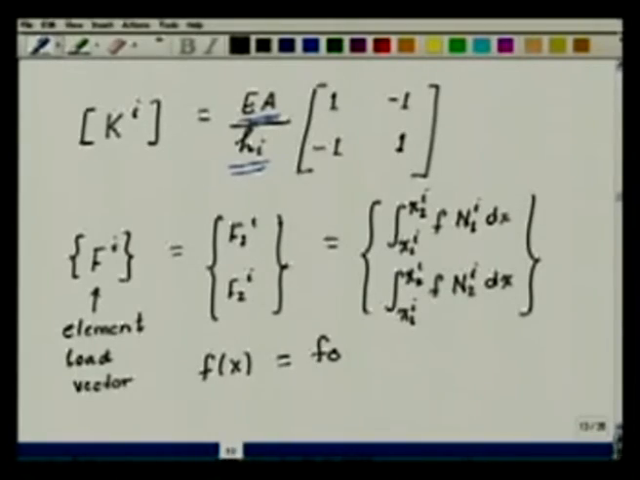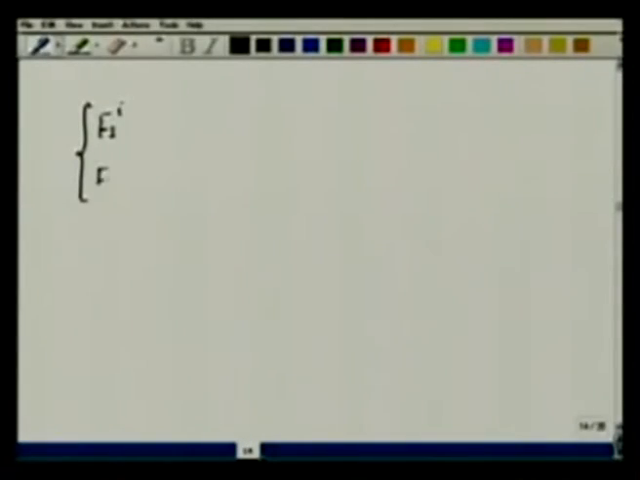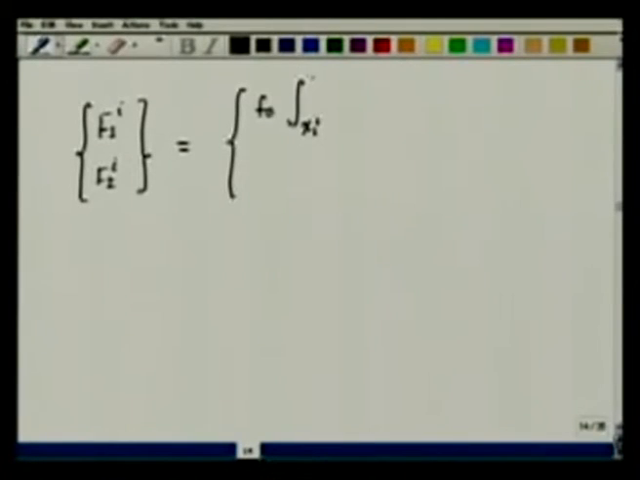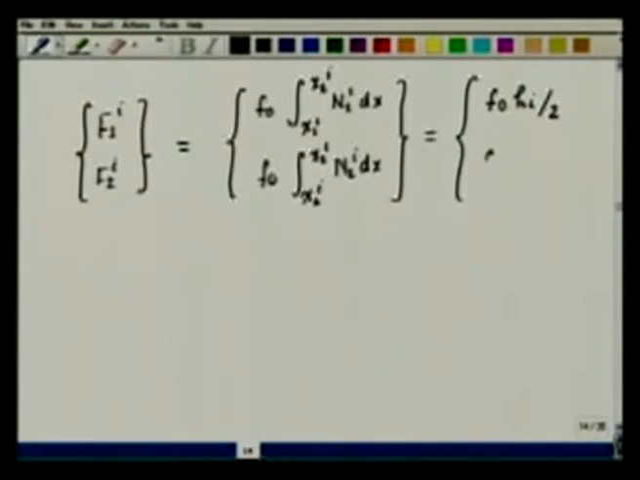So then what does this become? Here we will get f1 of I, f2 of I is equal to f0 into the integral over the element, and after doing the integration, it's quite easy to show, this is equal to f0 into hi by 2 and f0 into hi by 2.